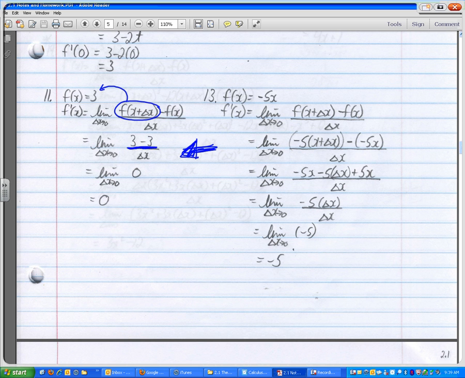What's 3 minus 3? 0. So this becomes 0 because 0 divided by any other number equals 0. Now you might say, but wait. Delta x is also 0. No, it's not. What's delta x? It's approaching 0. It's not equal to 0. So 0 divided by any other number is 0.